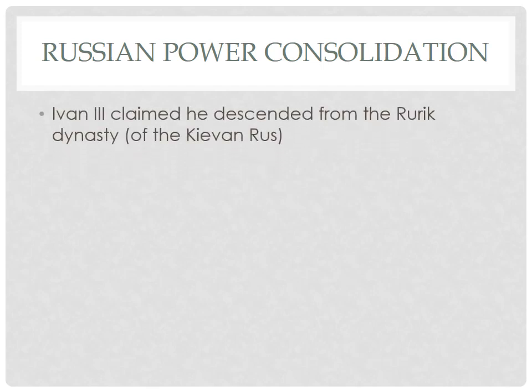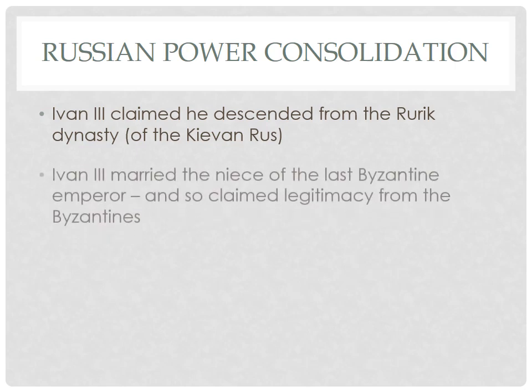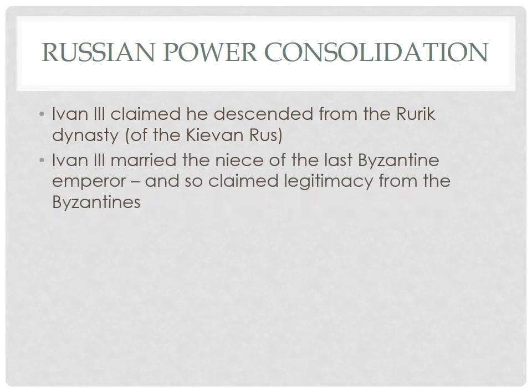And the way Ivan III was able to do this and claim power over the other boyars, or noble class, is that he had a lot of claims to legitimacy or claims to nobility. So Ivan III first claimed that he is descended from the Rurik dynasty, which came from the very origins of Russia, the Kiev Rus. So he said, back when we were the Kiev Rus, I have connections to that. Ivan III then, probably as a political move, married the niece of the last Byzantine emperor. And so he also claimed the legitimacy from the Byzantines. He said he was carrying on the role of the Byzantines and all their glory.